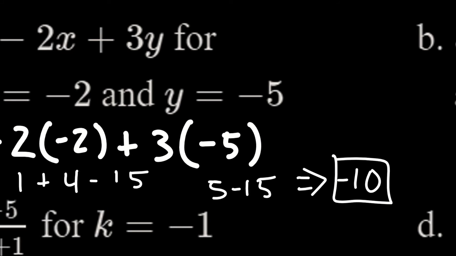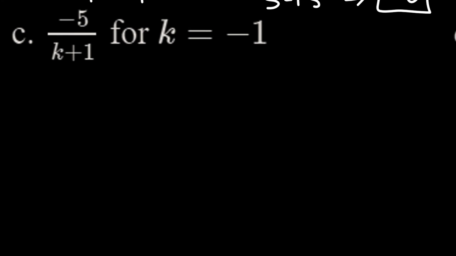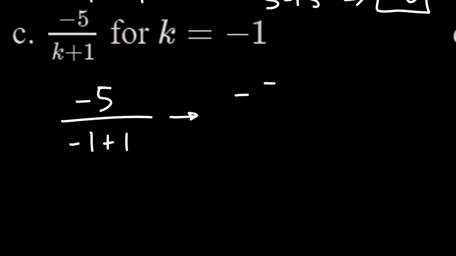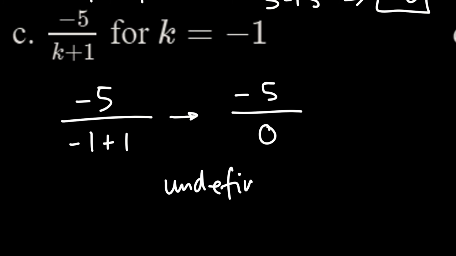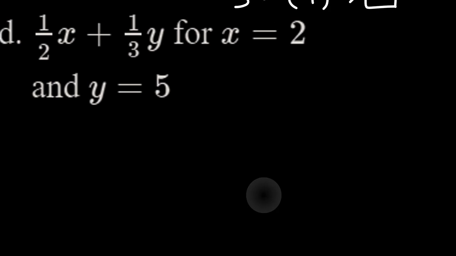Let's go down to C. So C says place -1 into this. So my numerator is a -5. My denominator now is -1 plus 1. If I simplify that, I've got -5 divided by 0. Uh-oh, right? Division by 0 is undefined. So I'll just write this is undefined. So it's definitely not 0, and it's not -5. Anything divided by 0 is not defined. Let's move on to D.